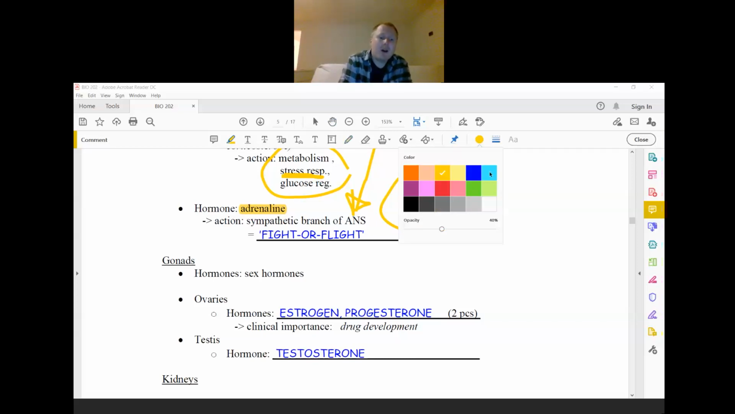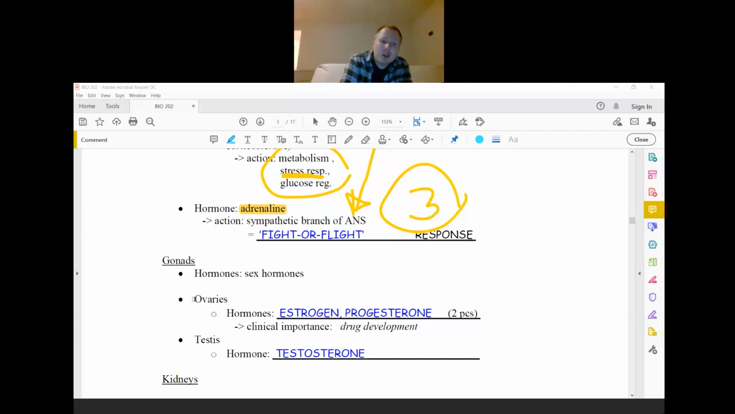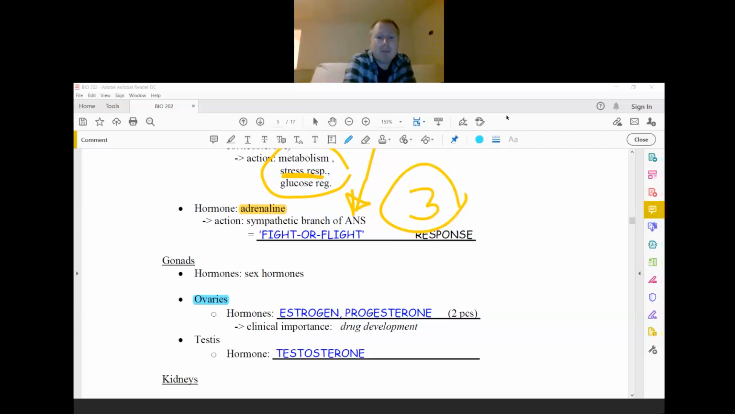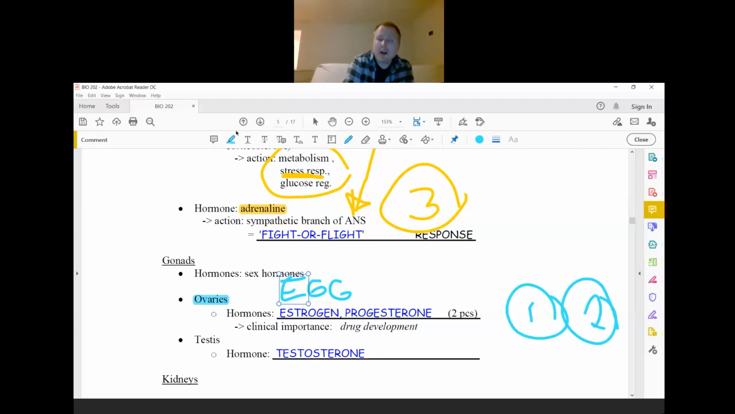Let's take this color. So what ovaries do is produce the egg cell. That's an important function of the ovaries. But from the point of view of our structure, what we are more interested in is the hormones that the ovaries produce. And these two hormones are going to be estrogen and progesterone.